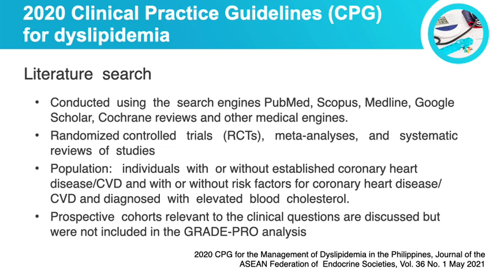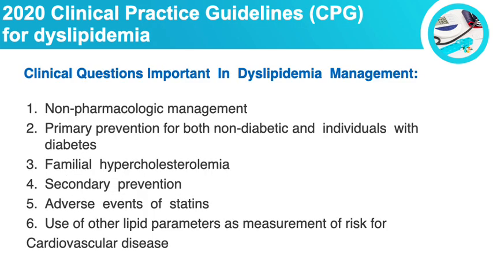Now, in the literature search, PubMed, Scopus, Medline, etc., as well as Cochrane were used to look for RCTs, meta-analyses, or systematic reviews. It included studies wherein the individuals that were studied had the presence or the absence of established coronary heart disease, CVD, and with or without risk factors for coronary heart disease, CVD, and diagnosed with elevated blood cholesterol. So these are the important clinical questions in dyslipidemia management.